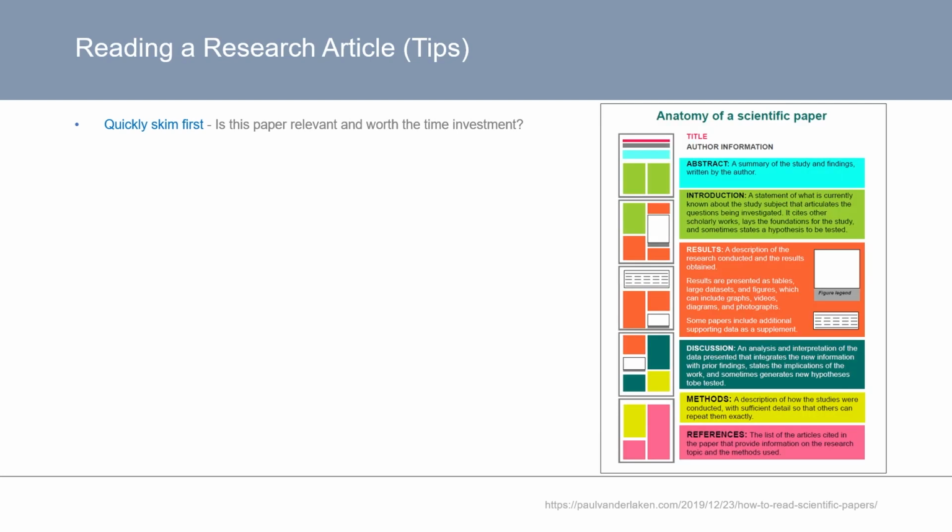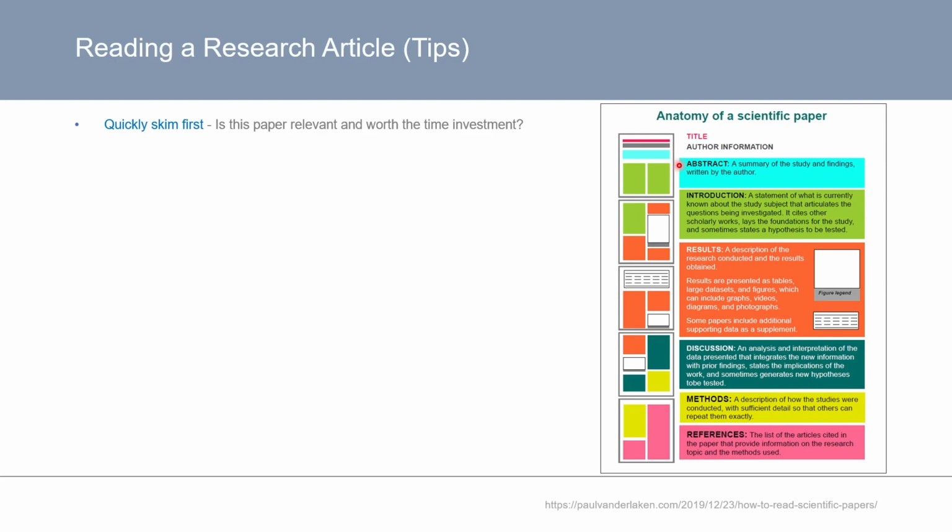Next, let's talk about a few tips for reading a research article. First off, I recommend quickly skimming a paper. And this is basically to answer the question, is this paper relevant to your current research, and thus is it worth the time investment of reading it in more detail? Here's a summary of the typical anatomy of a scientific paper. Papers begin with a title and information about the authors, including the contact information of at least one corresponding author.